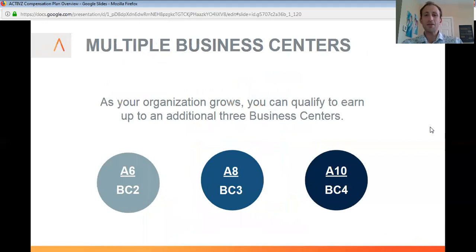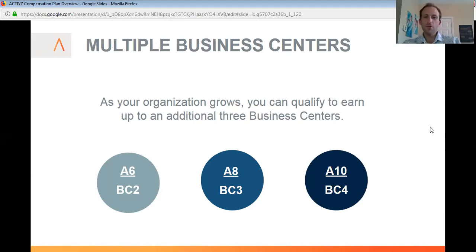So Activz does another thing that's really great. They actually give you multiple business centers. As your organization grows, you're going to qualify for up to 3 different business centers. When you hit A6, you get a BC, which is Business Center 2. You hit A8, you've got a 3rd business center, A10, a 4th business center. So just see these as more like opening an additional franchise, but it's going within your business, within your volume. You're not having to do everything over again. Everything is going to flow up through those additional business centers.